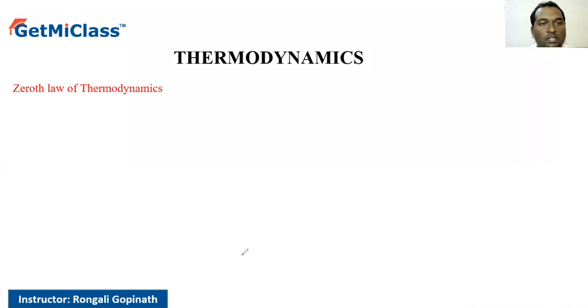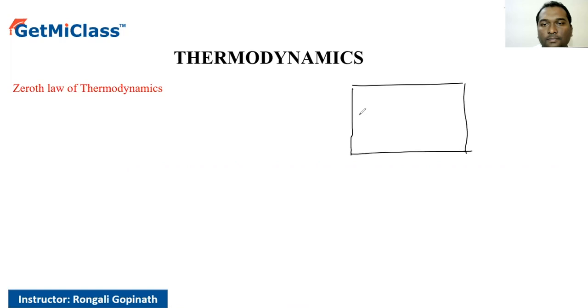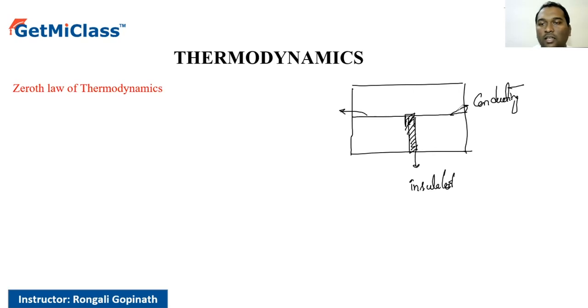The next concept is the zeroth law of thermodynamics. What is the zeroth law of thermodynamics? It's quite interesting and simple to understand as well. Let's say we have 3 chambers like this. Where this is an insulated chamber, whereas this one and this one are conducting. When I say conducting, they are thermally conducting, right? And the gases present over here are A, B, C.